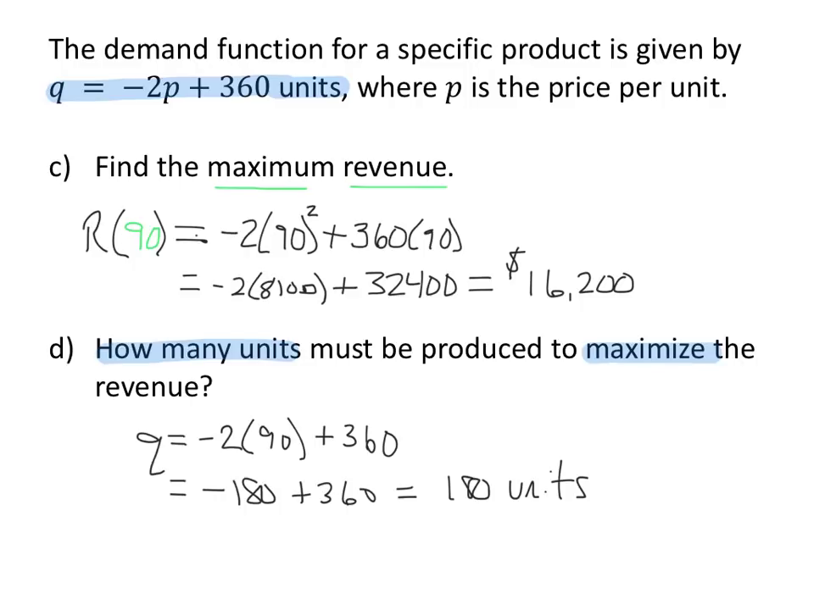How many units must be produced to maximize the revenue? Well, the number of units is given by the function Q. So we put the 90 that we found for the price into the Q to get negative 2 times 90 plus 360 equals negative 180 plus 360, which is 180 units. Alright, so remember, units goes back to Q, revenue goes back to the revenue function, price, part B, on the last slide, that was the vertex formula.